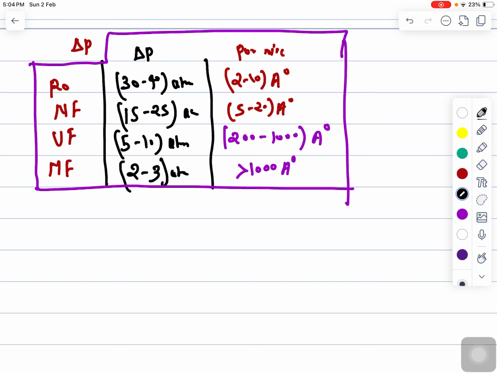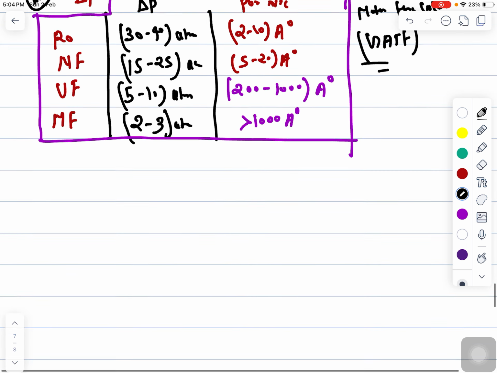So here they can give you this kind of thing for a match the column kind of question. They can form a match the column kind of problem from this particular table, and you can solve these using this. Is that clear?